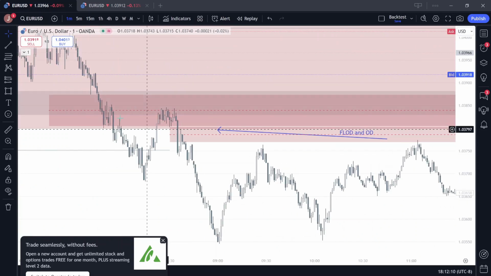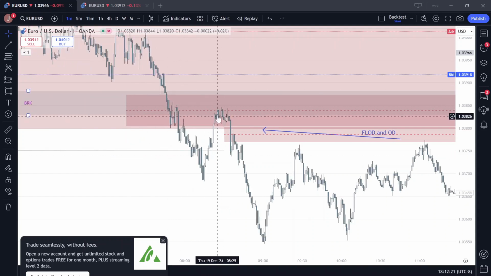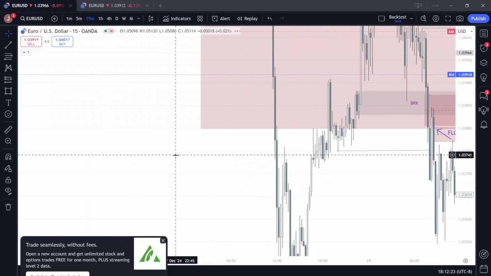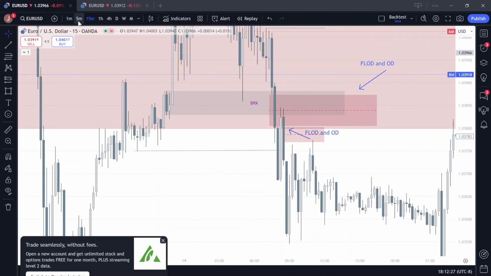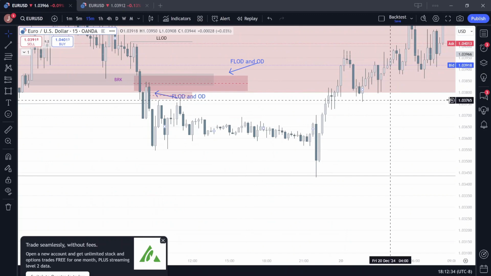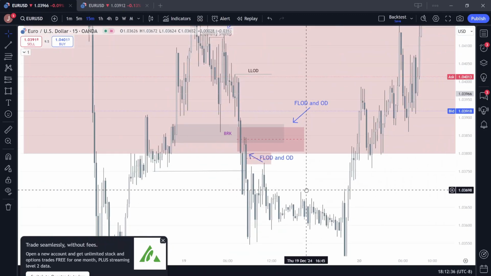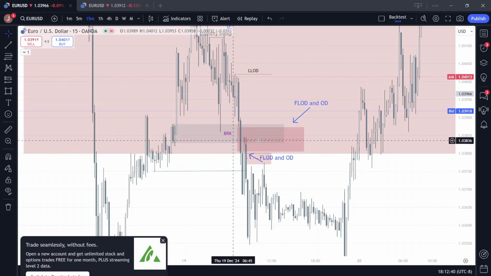Swept one right around here. So this 1 minute swing high, it swept this one. So we can count that as an external move. So back on the 15-minute, we can see that we can enter with our FLOD, our LLOD, and our OD. So our OD would, in this case, be a breaker as the high and the low gets taken and we come back into this area.